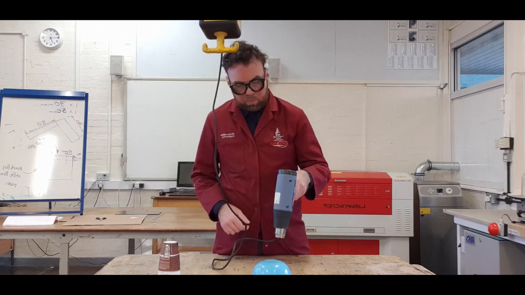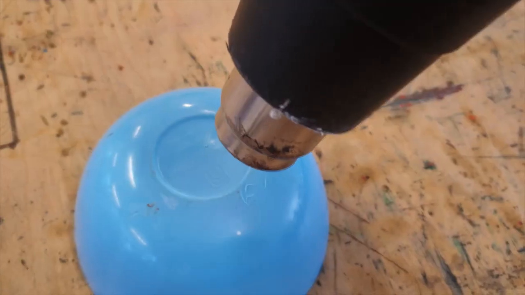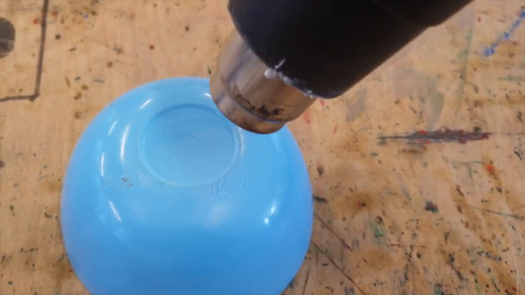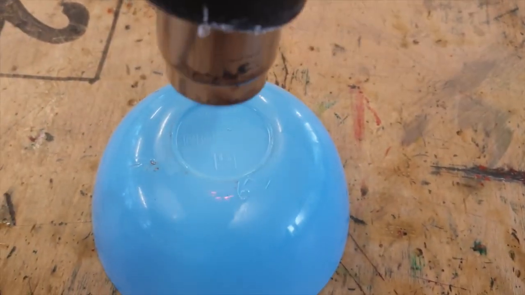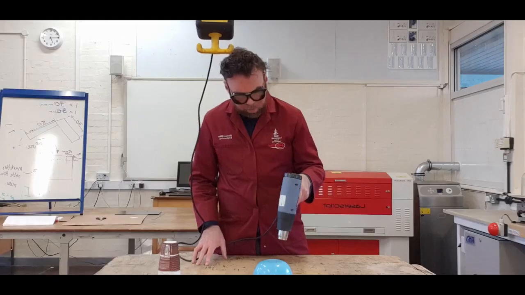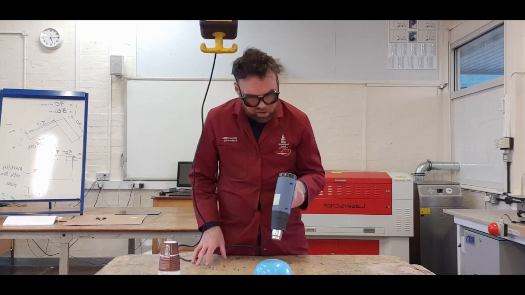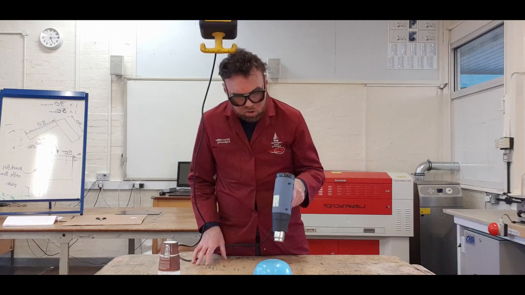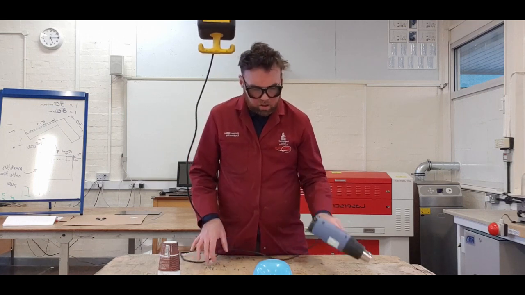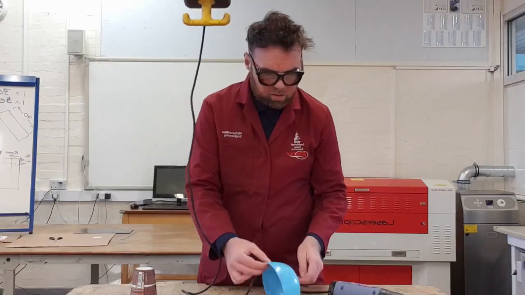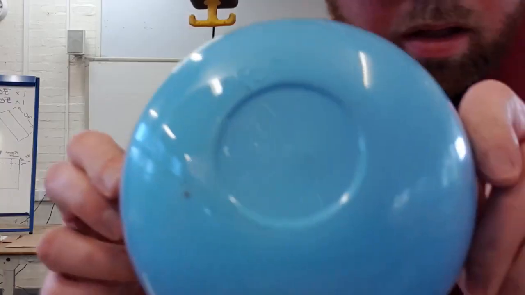Whereas with thermosetting plastic, even though I've held this on here for a significant amount of time, it's not actually starting to melt. The only thing that's happened is the top layer has started to get a tiny bit softer and to show slight brown marks where it's indicating a slight burn. But essentially, the thermosetting plastic remains in shape. Nothing's changed.